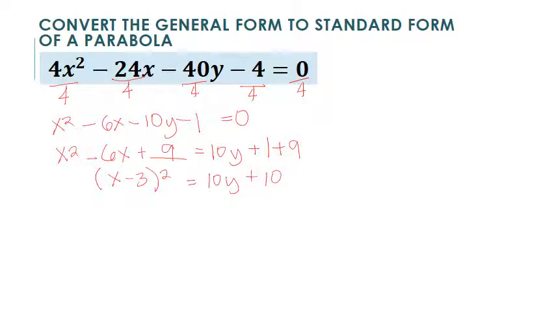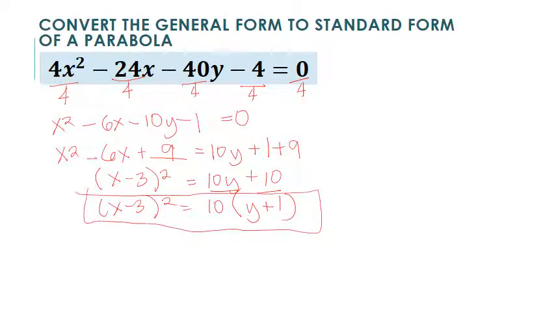So, we're not yet done. Dito, pwede nating i-factor out si 10. So, copy lang natin x minus 3 squared equals 10 times y plus 1. So, this is the standard form.